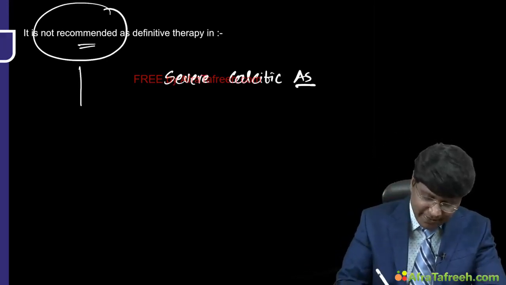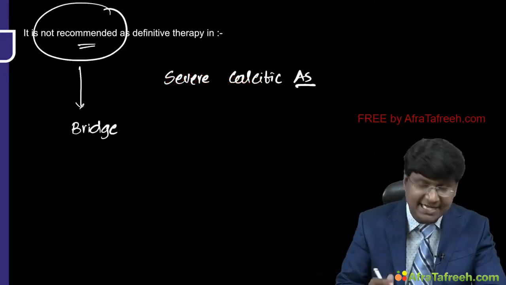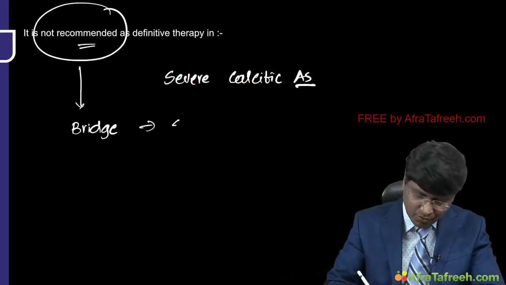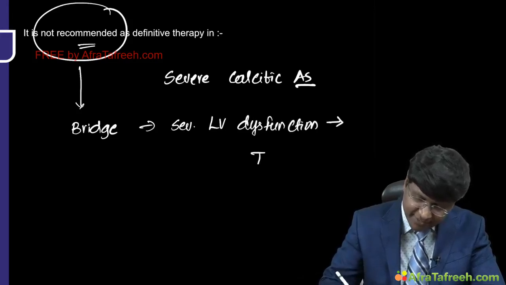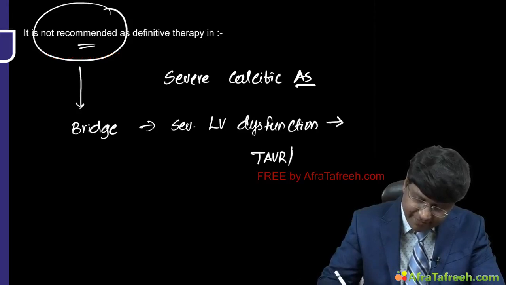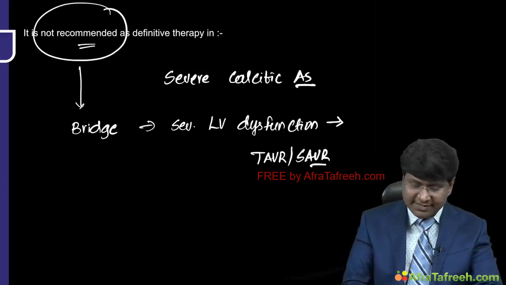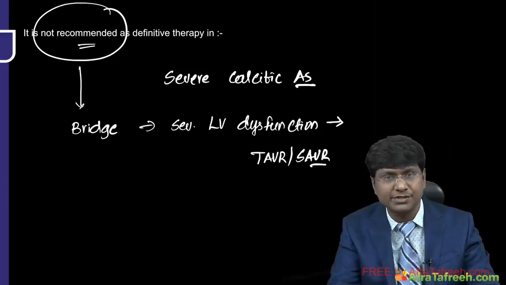And this procedure will act as a bridge in patients who have severe LV dysfunction and are planning for transcatheter aortic valve replacement or surgical aortic valve replacement. So balloon valvuloplasty will act as a bridge in this group of individuals, right?